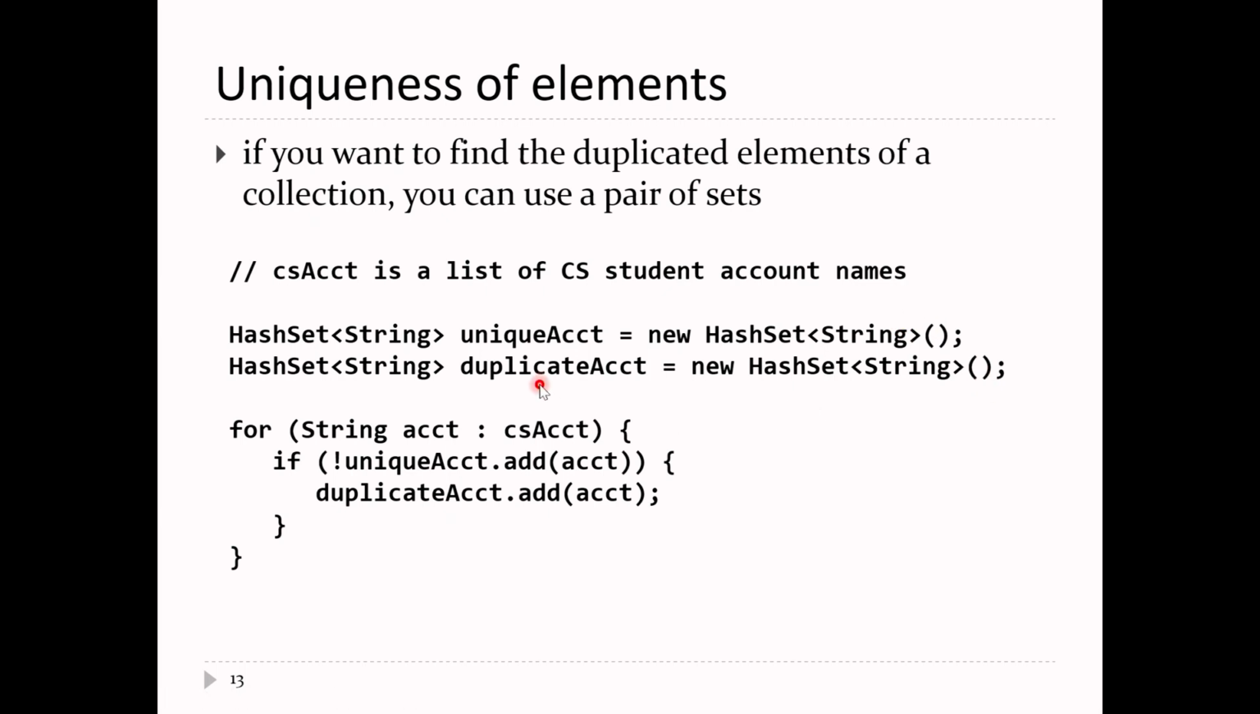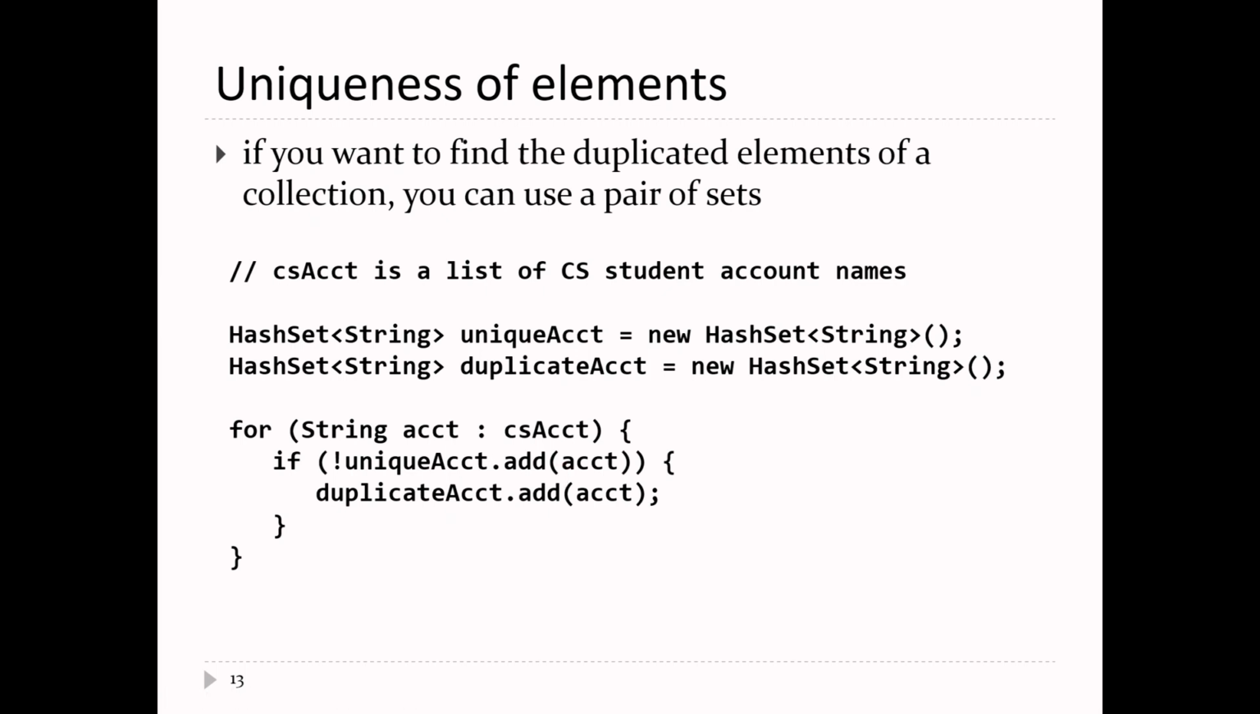Loop over your list. So remember, CS account is just a list of account names. So I'm going to loop over the list now, and I'm going to try to add each account to my set of unique accounts. So unique account.add, that account name. Add returns true if that account can be successfully added to the set. It returns false if that account name is already in the set.